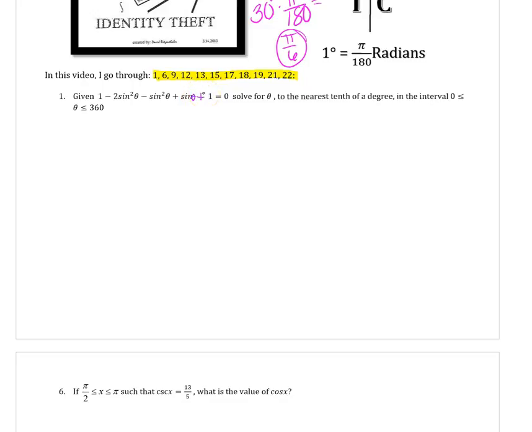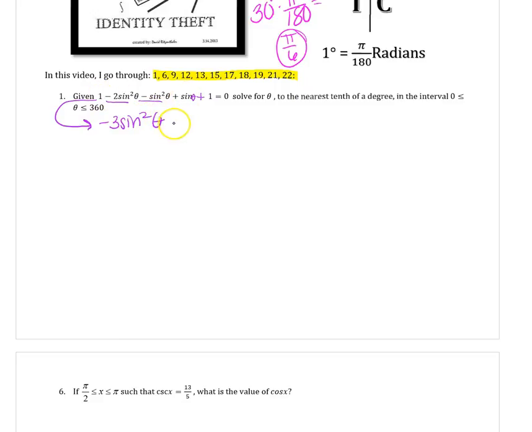Solve for theta to the nearest tenth of a degree in the interval of 0 to 360. So we're in degrees. Okay, so let's start to just clean this up a little bit and combine like terms. So it looks like I have some sine squared of thetas that I can combine. So that is -3 sine squared of theta.